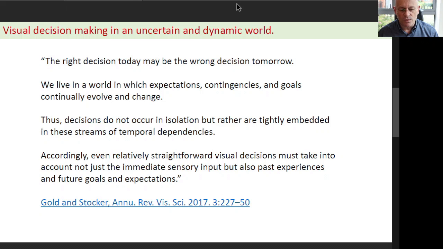And that brings about, of course, all sorts of philosophical questions about what it is that forms a decision for you. But even in relatively straightforward decisions like the target detection on the last page, you've got to take into account not just the instantaneous sensory input, but also the past experiences, your future goals and expectations, and training and learning is part of that. You can learn to do some of these tasks better.